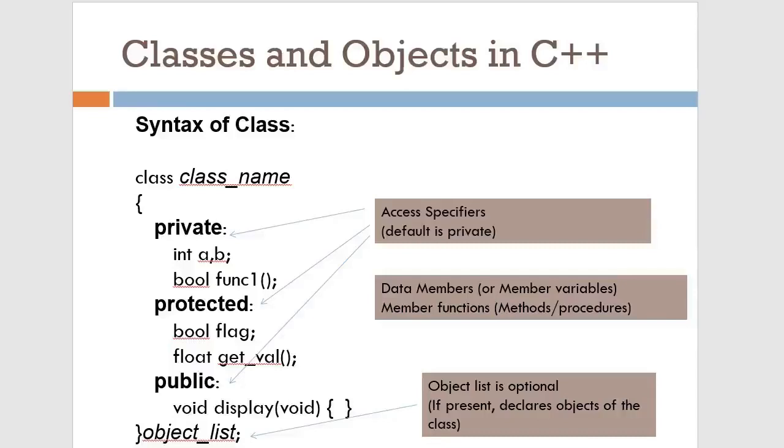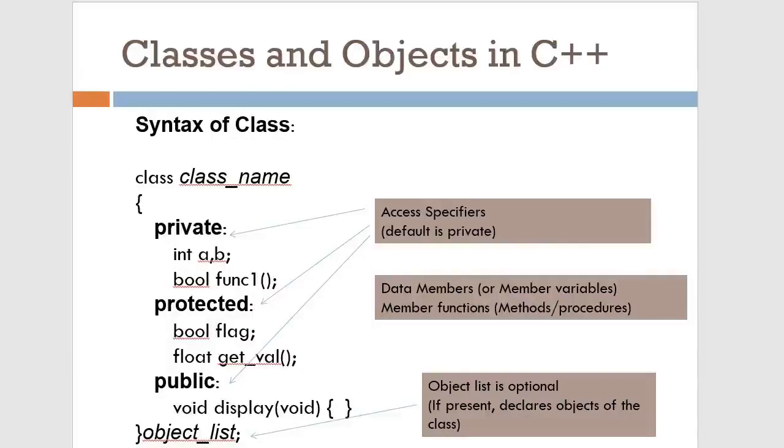Inside this class, different elements can be specified. Elements can be variables, or they can be functions. When you specify these variables, they are called data members or member variables in C++. And when you create these functions, they are called member functions, or they can also be called methods or procedures. But remember these two terms, data members and member functions.